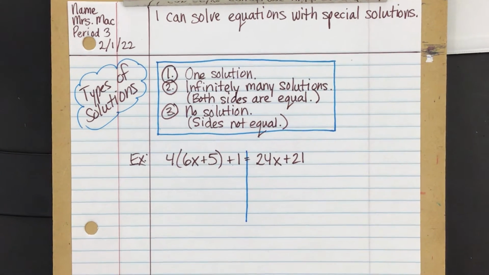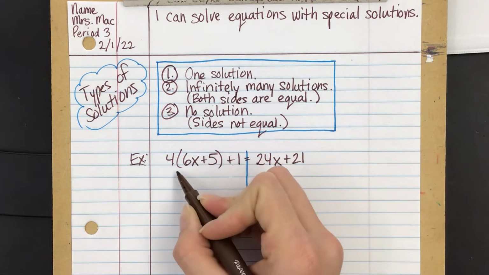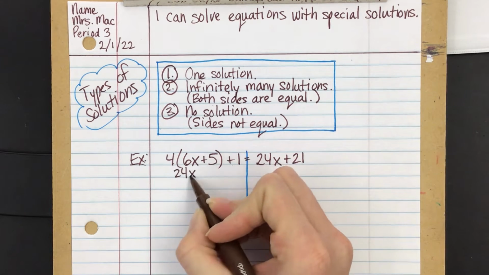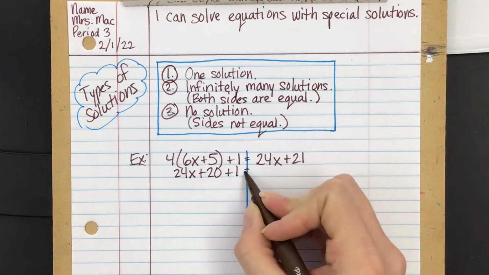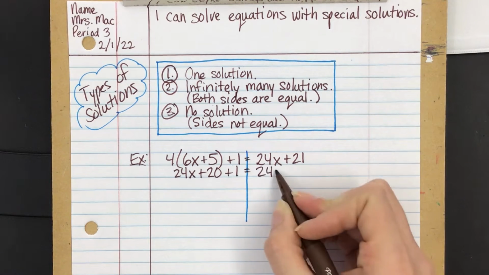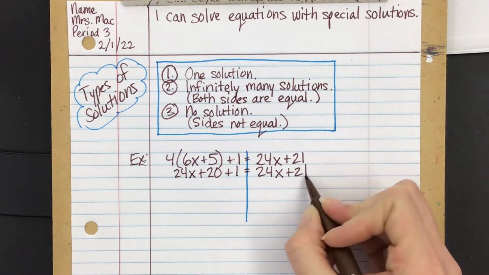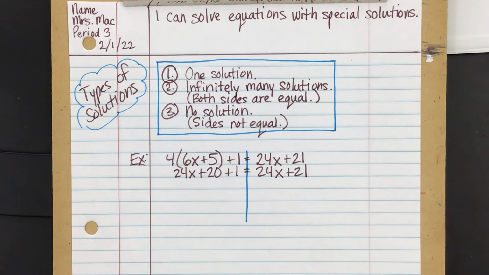So here's our equation, and I'm going to go through and start simplifying it. What's our first step? Distribute. Awesome. 24x plus 20 plus 1 is equal to 24x plus 21. You can probably already see it. Both those sides are the same, okay?